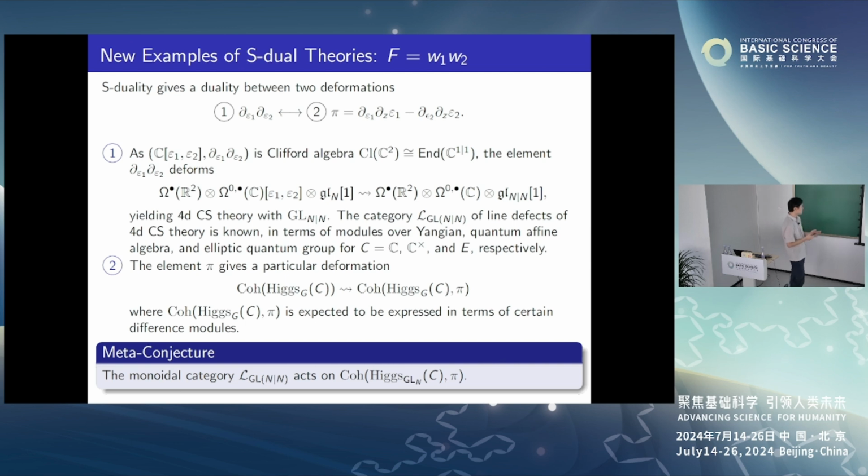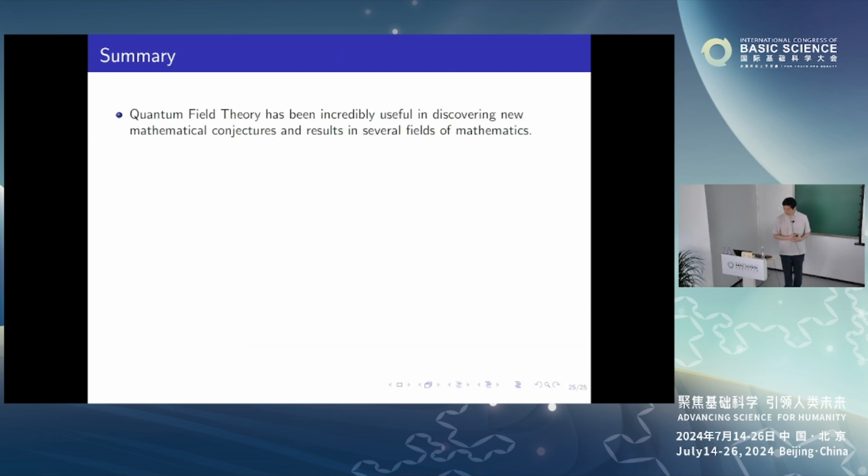And then you can immediately guess that these line operators act on the category of boundary conditions of this theory. It's a meta conjecture, because making this into a concrete mathematical conjecture takes some work. But you can see there is some relation between the super Yangian and this deformation of the moduli from this perspective. This was just a third case, and you can imagine doing basically all sorts of things.